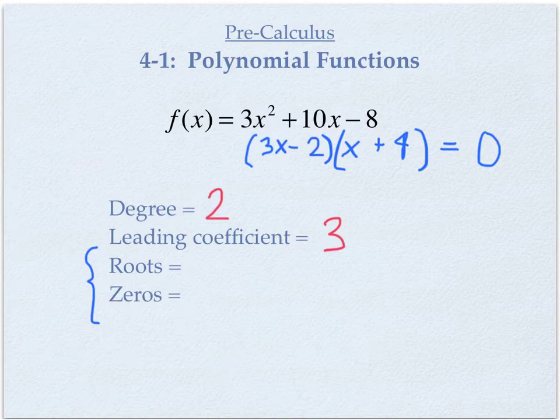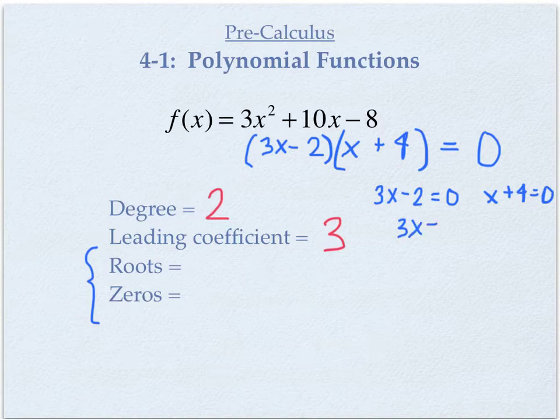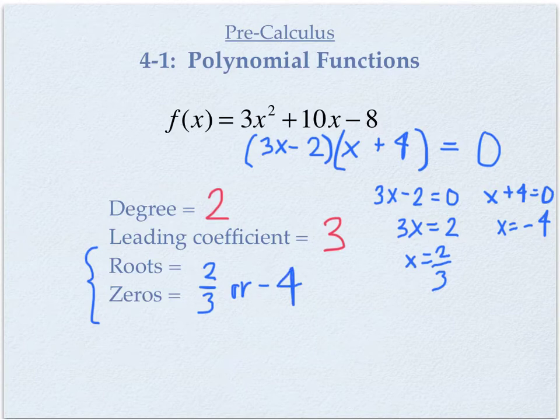What I want to do then is set each of these parts equal to 0. So 3x minus 2 equals 0, and x plus 4 equals 0. And I'll solve each of those parts. Here I'll get 3x equals 2, so x is going to be 2/3. Here, of course, I'll get right away just x equals negative 4. Those are my two zeros or roots, 2/3 or negative 4. We'll be doing a lot of this type of thing in this particular chapter.